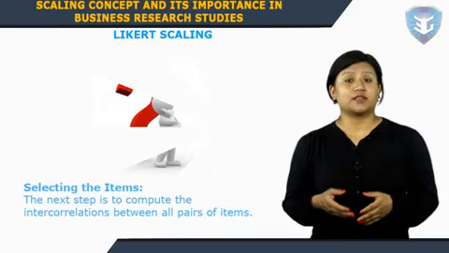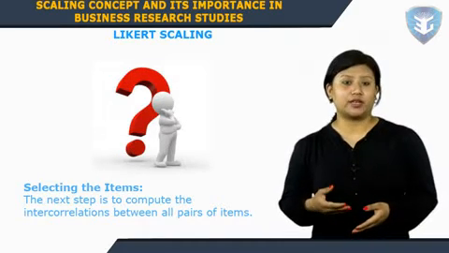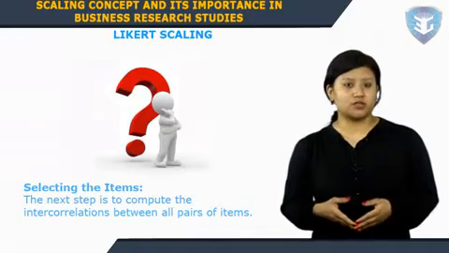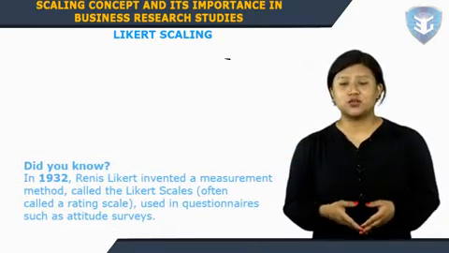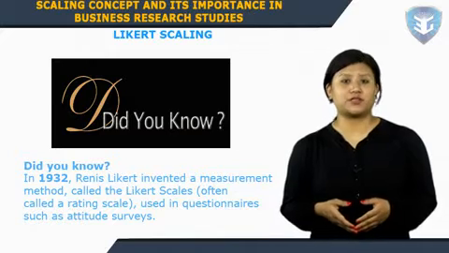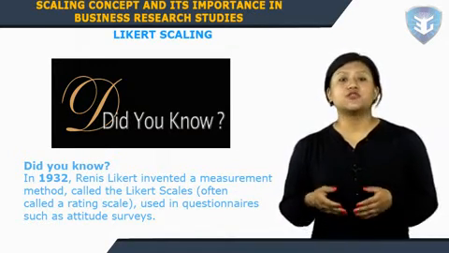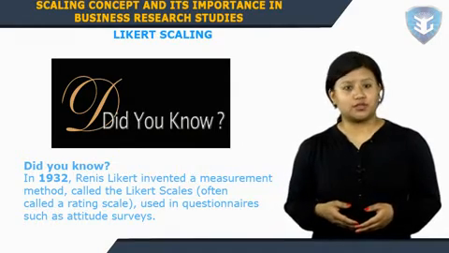Selecting the items. The next step is to compute the intercorrelations between all pairs of items based on the ratings of the judges. Did you know in 1932 Rensis Likert invented a measurement method called the Likert scale, often called a rating scale, which is used in questionnaires such as attitude surveys.